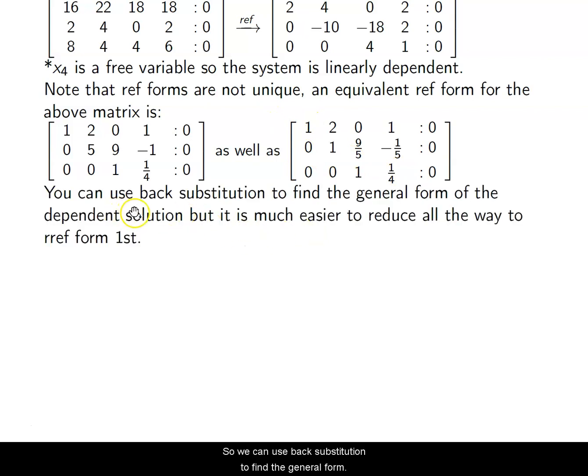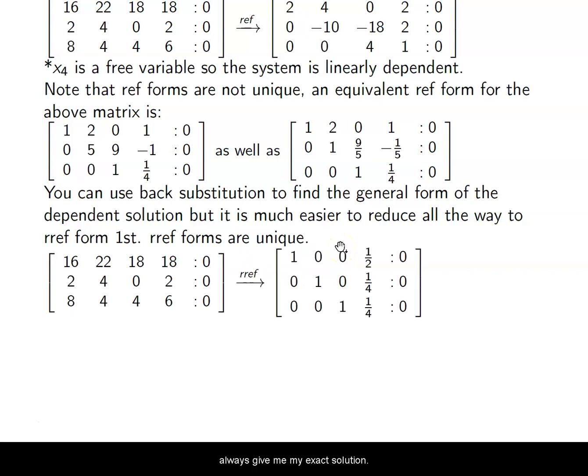Okay, so we can use back substitution to find the general form of our dependent solution here, but remember, it's always easier to reduce all the way to reduced row echelon form, because if I do back substitution, I have x3 is -1/4 x4, and then I gotta plug that into here and do some extra work that I'm not gonna enjoy. So my reduced row echelon forms are unique, and they always give me my exact solution. So if we do our reduced row echelon form, it brings me exactly to my solution.